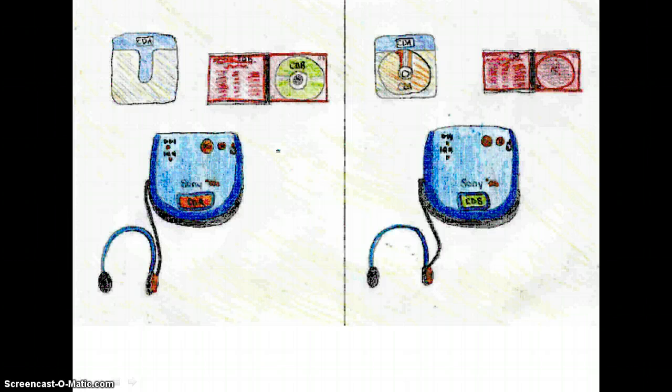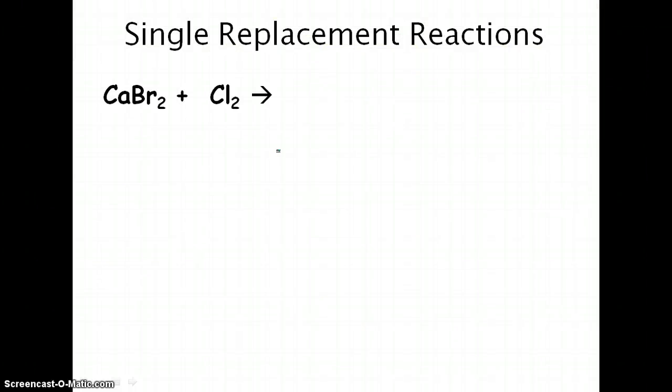Okay, here's just a little analogy. So if you had a CD in your CD player, and then you had an empty CD case, and you were to swap the CD that was in the CD player and the empty CD case, this would be a single replacement reaction. You're just replacing one thing that was already combined with another, and then it leaves the thing that was in the compound initially by itself, the one that got replaced.